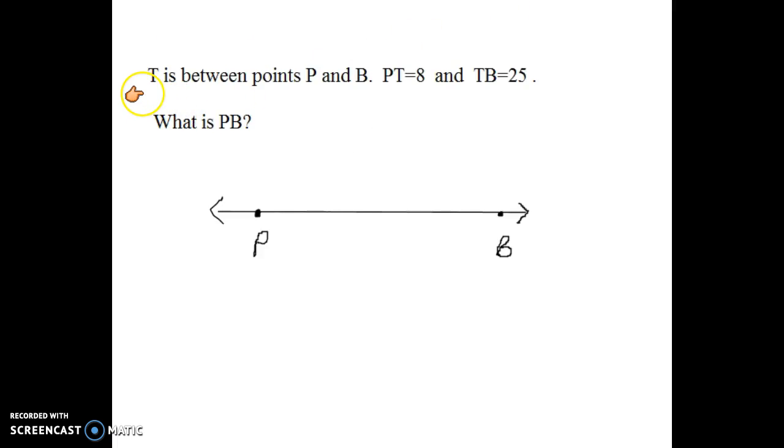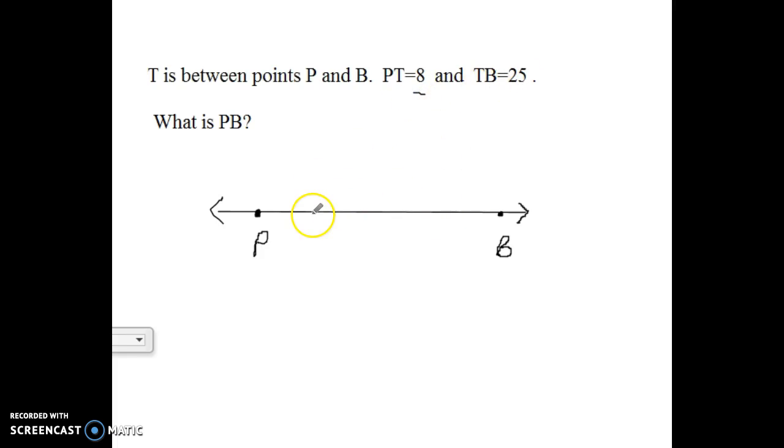And the last one on the quiz, this is an example of one of those. T is between points P and B. They give you PT and they give you TB. Now this one is different than the first one. Notice it just says it's between these 2 points. So it doesn't say it's a midpoint, but they do give you these. So PT is 8 and TB is 25.